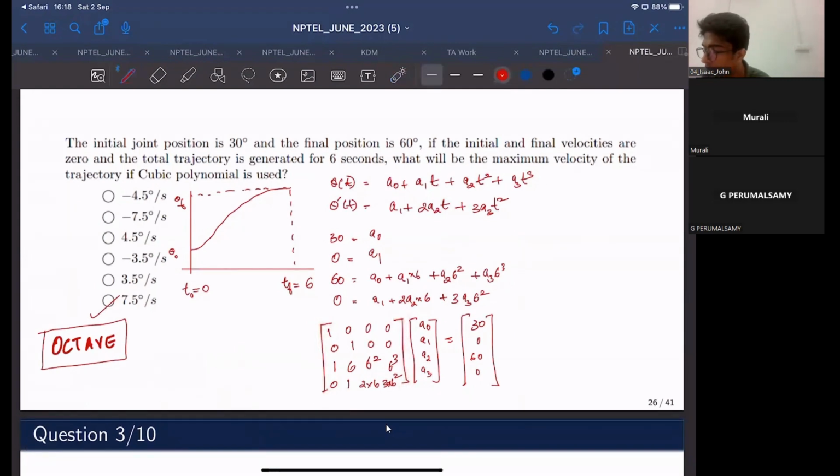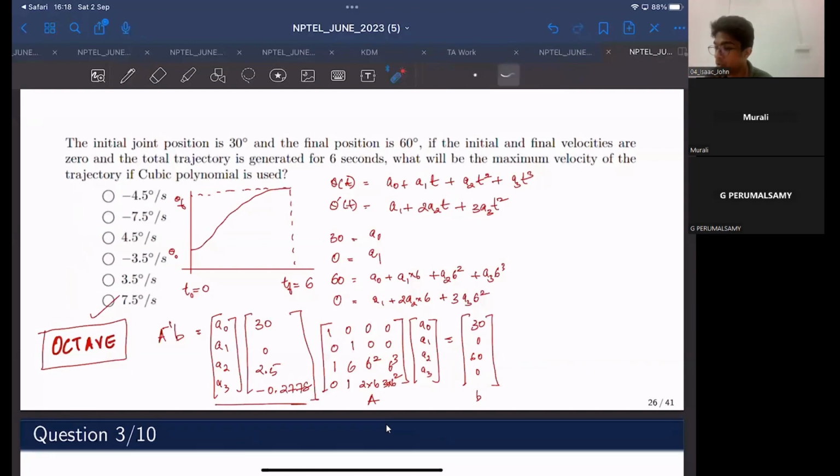So if you consider this to be the matrix A, and this to be the vector B, if you take A inverse B, you would end up with the coefficients a0, a1, a2, a3. You will end up with 30, 0, 2.5, minus 0.2778. So a0 is 30, a1 is 0, a2 is 2.5, a3 is minus 0.2778.